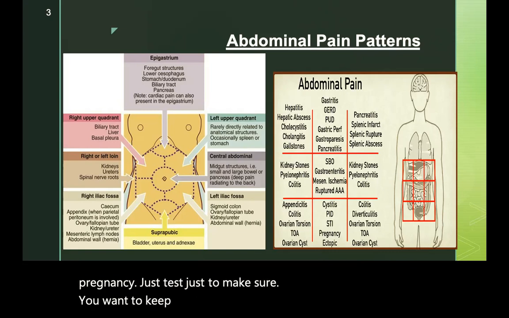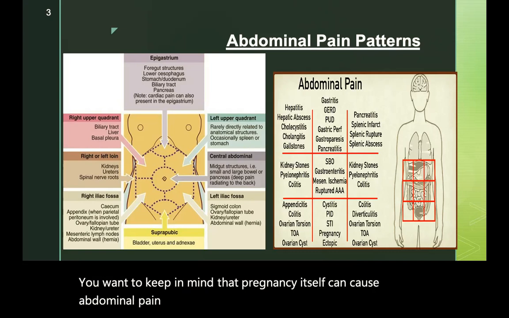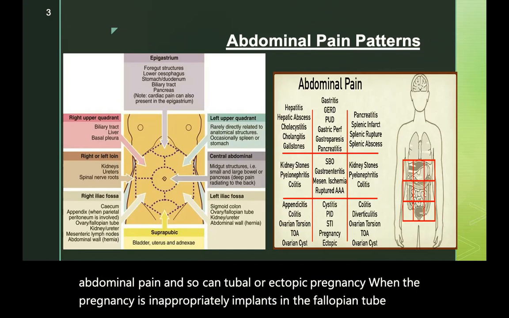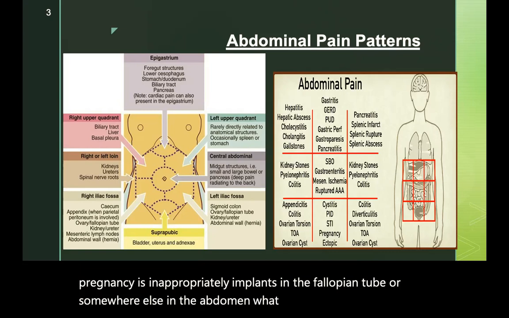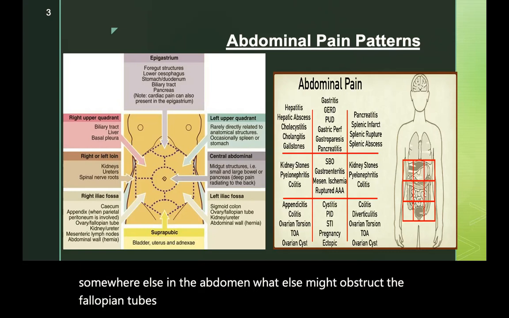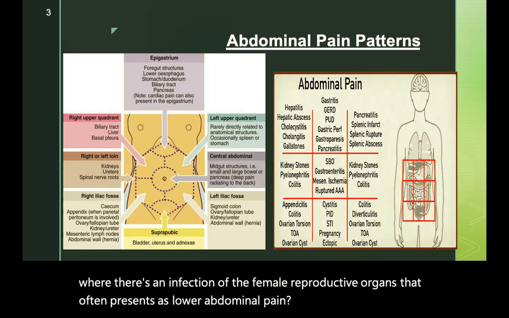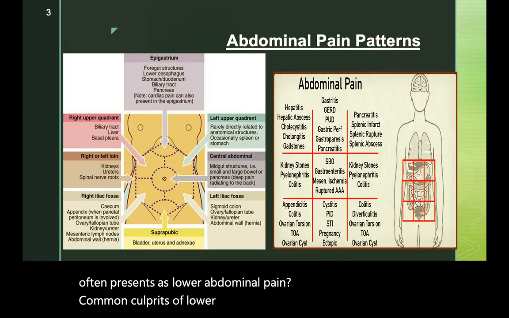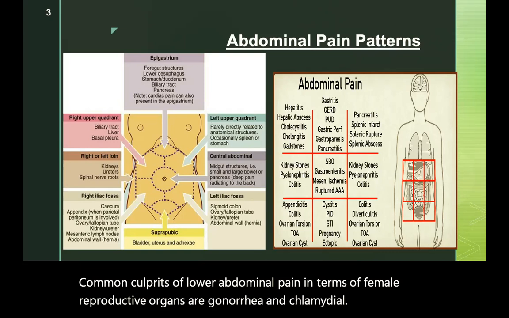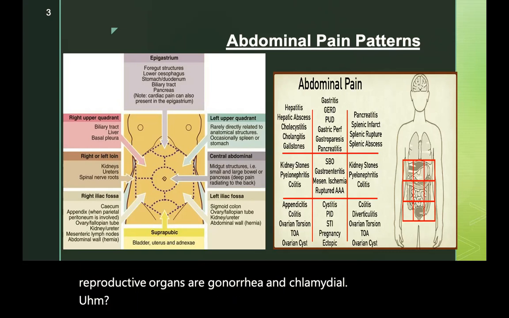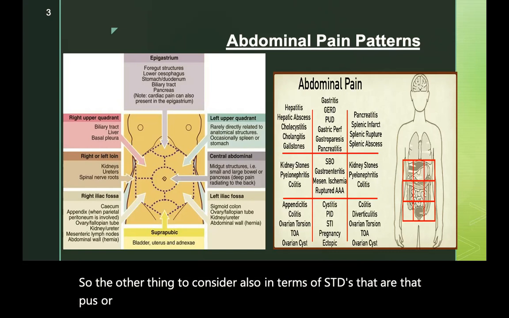You want to keep in mind that pregnancy itself can cause abdominal pain, and so can tubal or ectopic pregnancy, when the pregnancy inappropriately implants in the fallopian tube or somewhere else in the abdomen. What else might obstruct the fallopian tubes? Pelvic inflammatory disease or any kind of STDs, where there's an infection of the female reproductive organs that often presents as lower abdominal pain. Common culprits of lower abdominal pain in terms of female reproductive organs are gonorrhea and chlamydia. The other thing to consider in terms of STDs is that pus or abscesses can also obstruct the tubules.